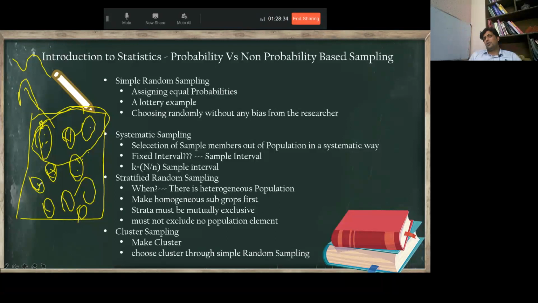Sorry, I cannot know that, because there's a big population. So what can I do? I can just make clusters. For example, there are 50 students. If I divide the students randomly into 10 groups, and now I need 15 students, so I choose 3 clusters.